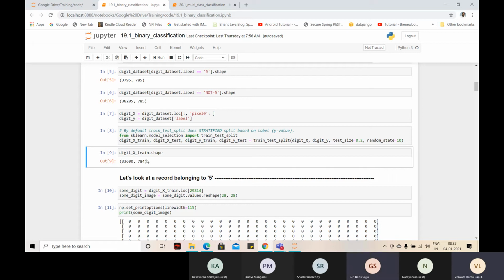Now, for 0 itself, you will get probabilities from each of those models. For the 0 class itself, you will get multiple probabilities. If all the models, 0 versus 1, 0 versus 2, 0 versus 3, 0 versus 4, and so on, give probabilities greater than 0.5, does the record belong to 0?